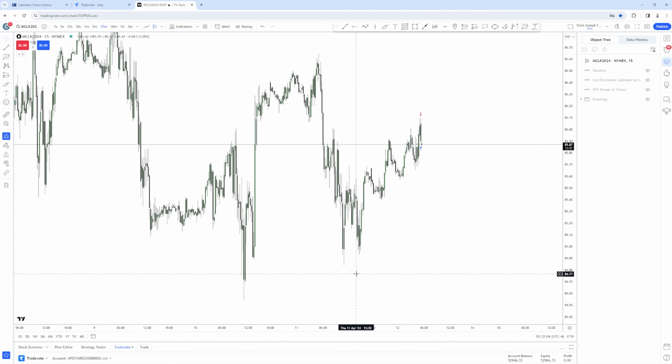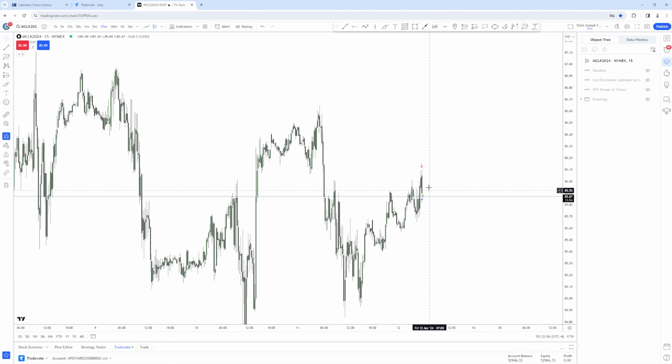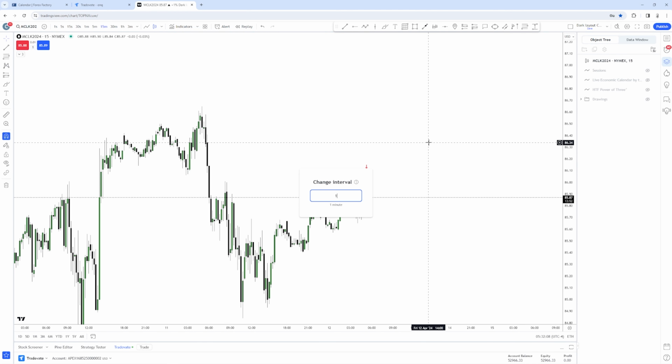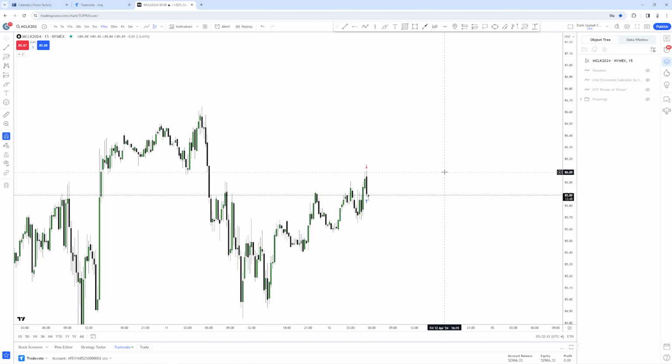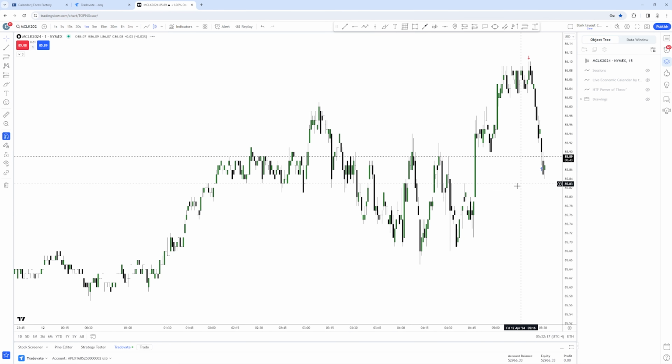Where was it? Yeah, all the way down here. I showed it in the video. You see, this is the move that brought price all the way up. But how did I know exactly where price would be stopping? How did I know that? Was it the fair value gap? No, it was not the fair value gap.